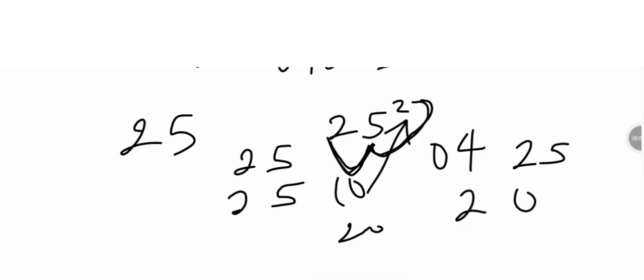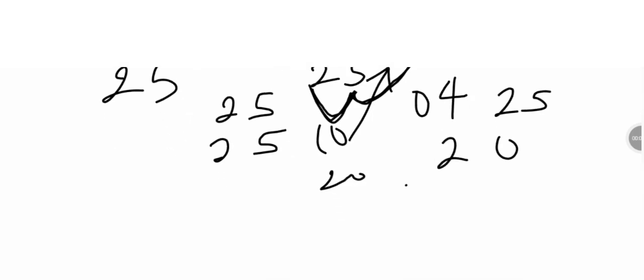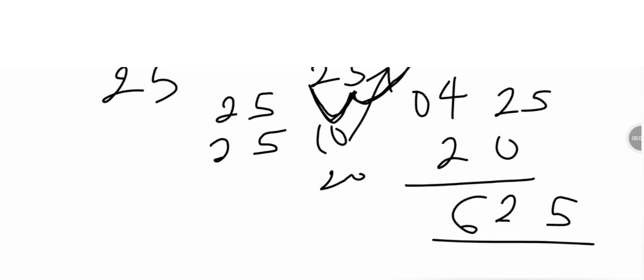Then all you have to do is just to add. So if you do the addition, you're going to get 5, 2 plus 0 will give you 2, 4 plus 2 will give you 6. You're going to get 625, which is the square of 25.